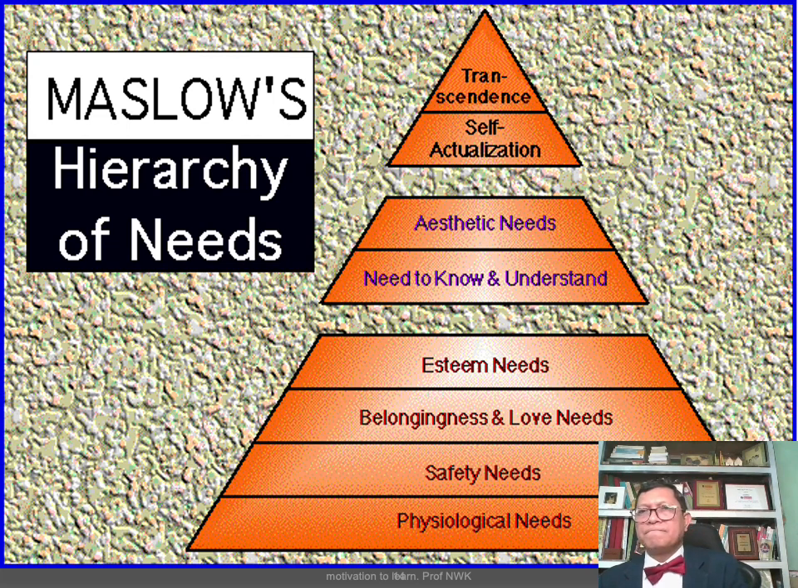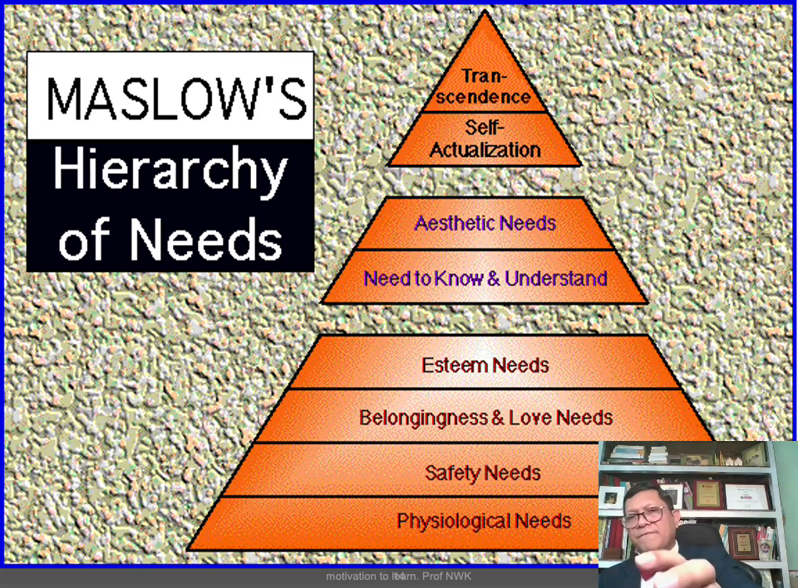cognitive. Thus, we need to know and we need to understand and we need to explore. Number 6 is aesthetic needs. Symmetry, order, and beauty. That is aesthetic needs.